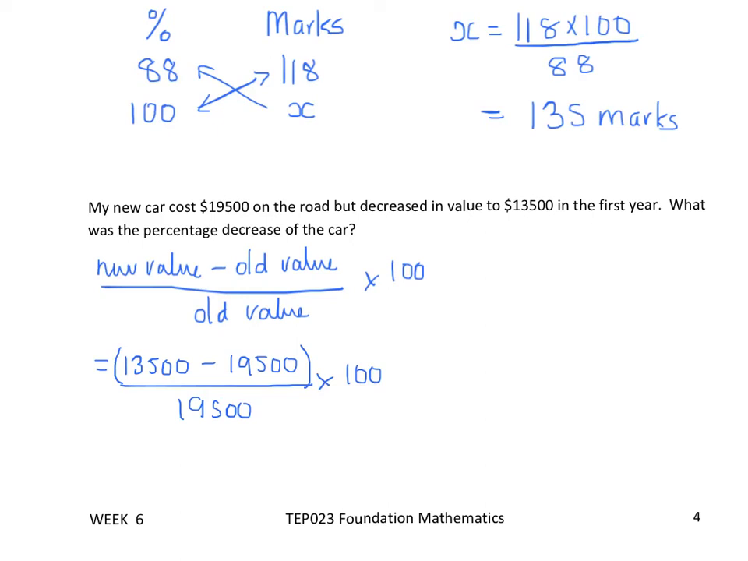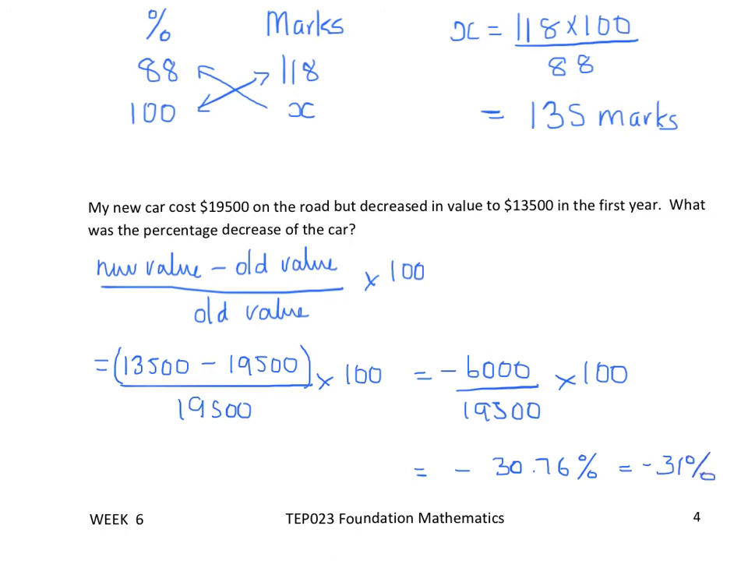So the subtraction will give us negative 6,000 over 19,500 multiplied by 100, and popping that into the calculator will give you an answer of negative 30.76%, so very close to negative 31%. And if you think about it, all the negative sign means is that the value had decreased. If it had been an increase in value, then the sign on the percentage would have been positive.